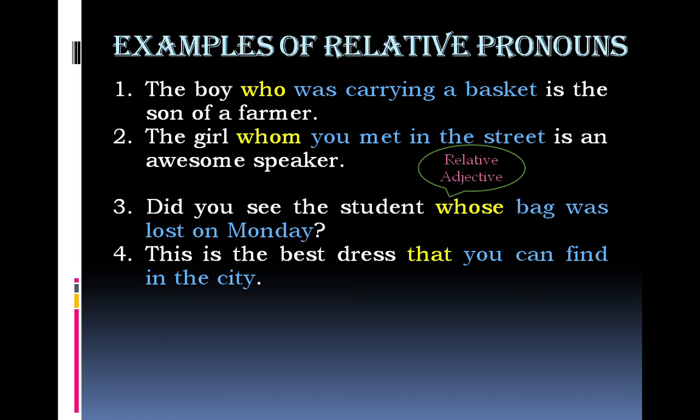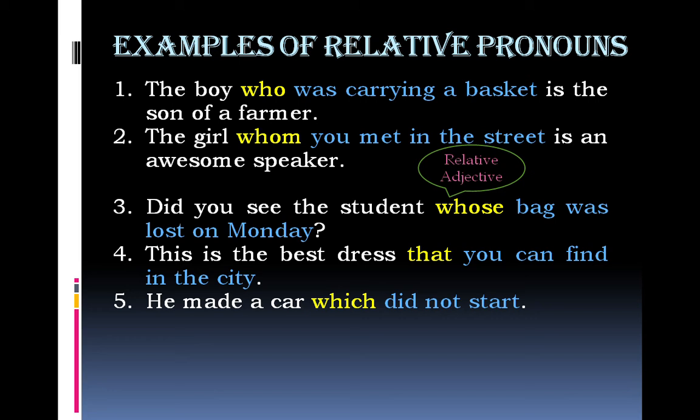Let's analyze the clause. What's the verb? Find. And who is going to find? You. So find is the verb, you is the subject. What can you find? The dress. But the word dress has not been used in this clause. We have used another word in place of dress, and that word is that. So that is the object of verb find. You can find dress, and for dress we have got word that. So that is in objective case.